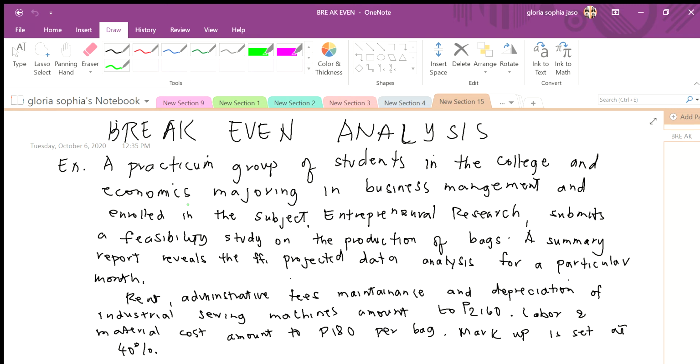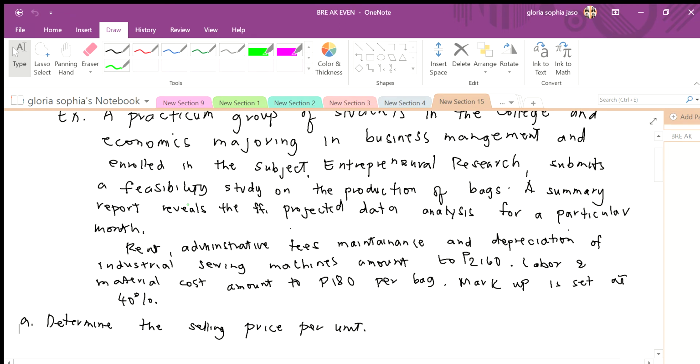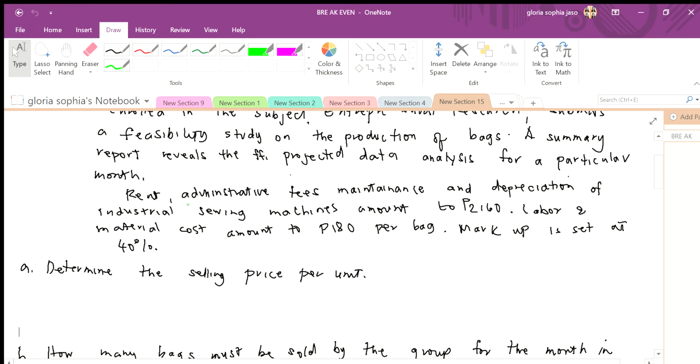Rent, administrative fees, maintenance, and depreciation of industrial sewing machines amounted to 2,160. The labor and material costs amount to 180 pesos per bag. Markup is set at 40%.